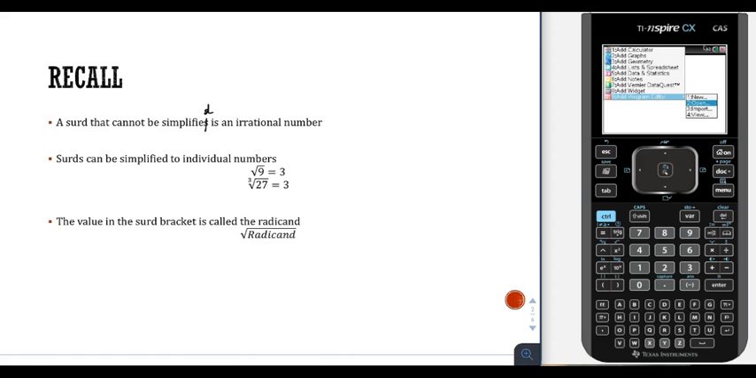So the square implies a number times itself. The cube implies a number times itself twice. So 3 times 3 times 3 is 27. And for the purpose of everything that's to come, note that the value inside that surd bracket is called a radicand. So when we mention radicand, we're talking about the value inside that surd symbol.